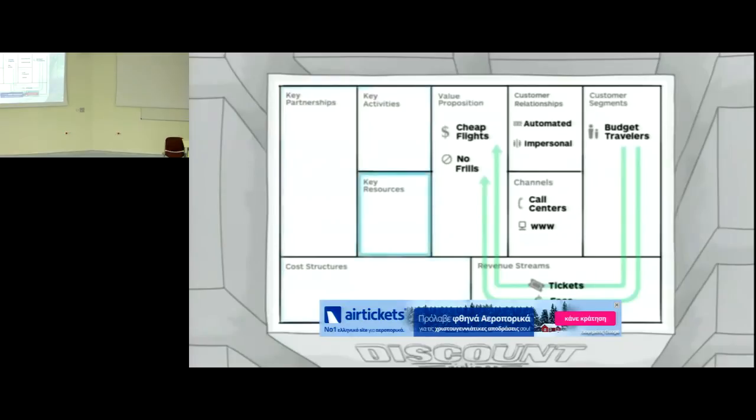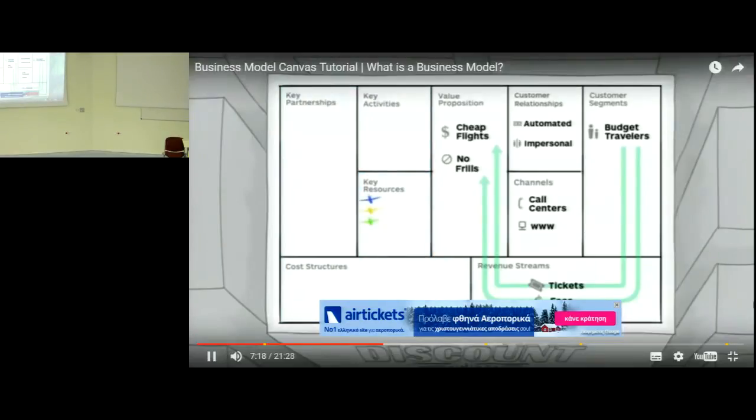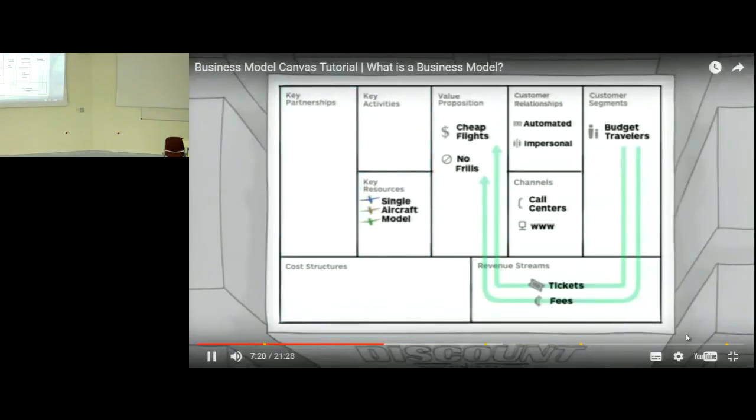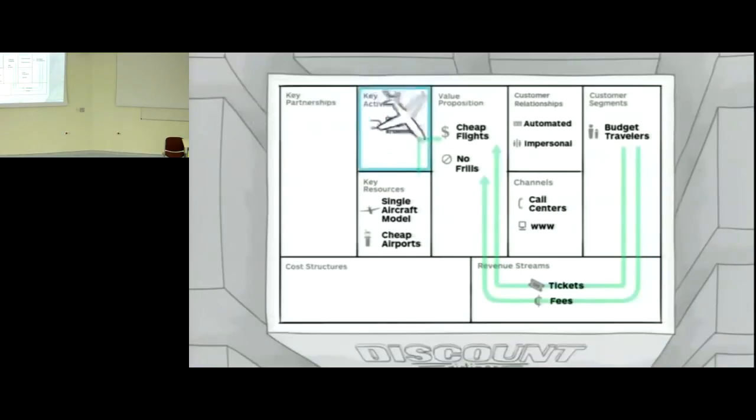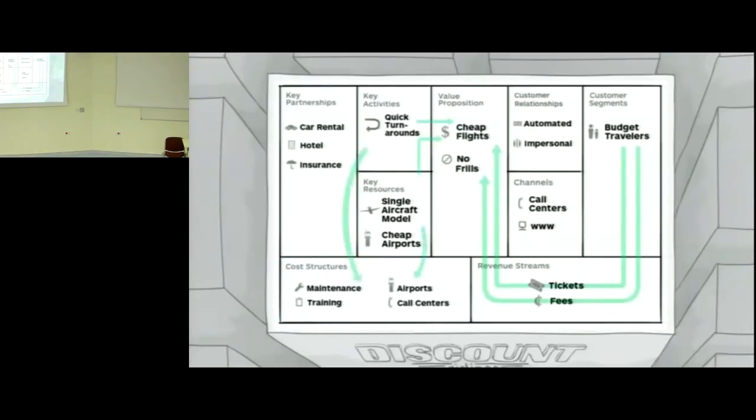Like their choice of key resources, they reduce maintenance and training costs by using a single aircraft model for the whole fleet. And they only fly to cheap airports where it's cost efficient to land or where they even get paid to touch down. Planes that do land have quick turnarounds, so they get back in the air earning money as quickly as possible. And they form key partnerships with others in the travel industry, like car rental, hotel, and insurance companies. Finally, under cost structures, all maintenance, training, airport, and call center costs are trimmed to their lowest levels.